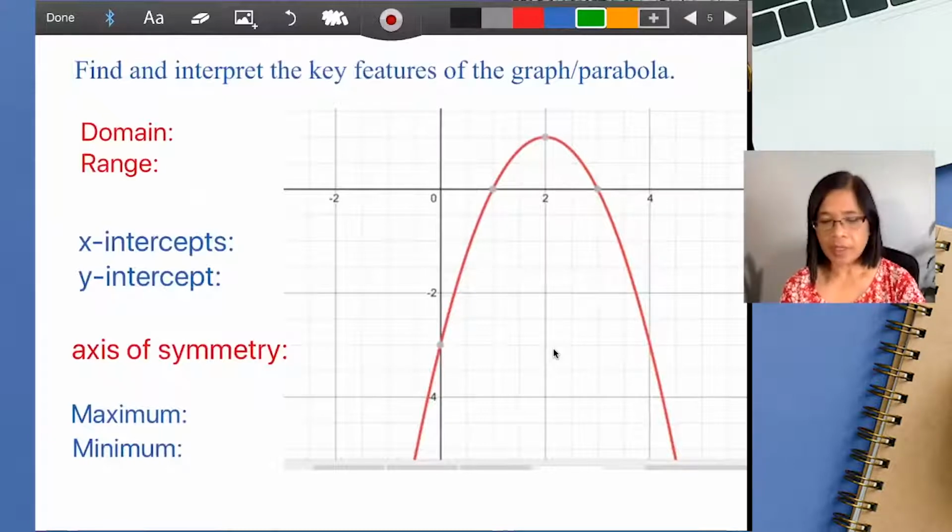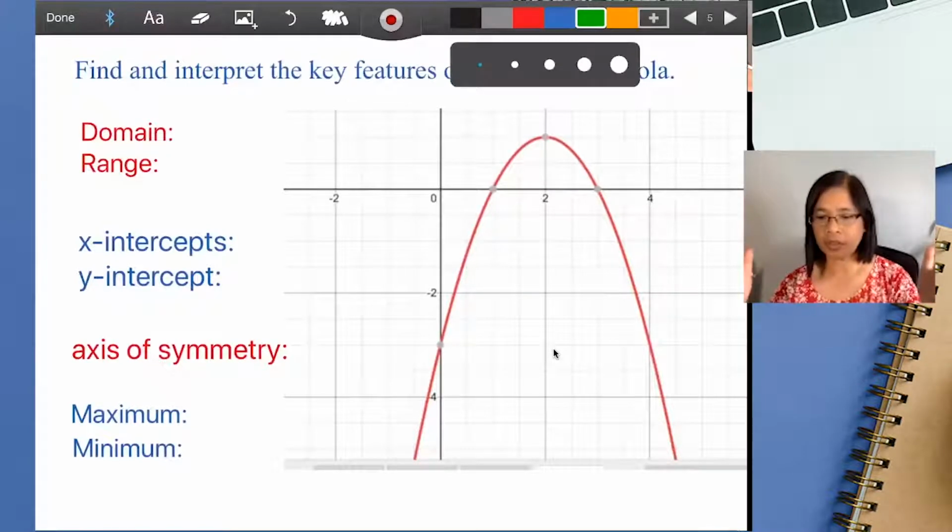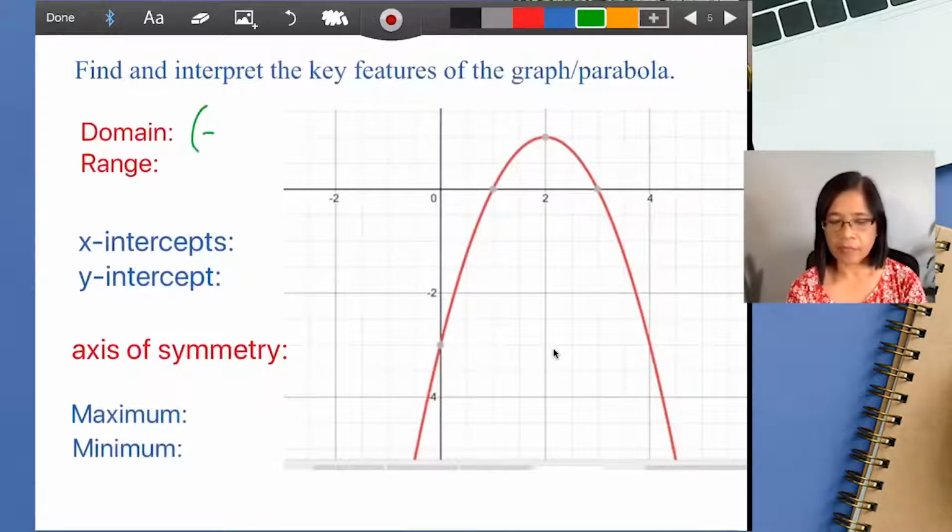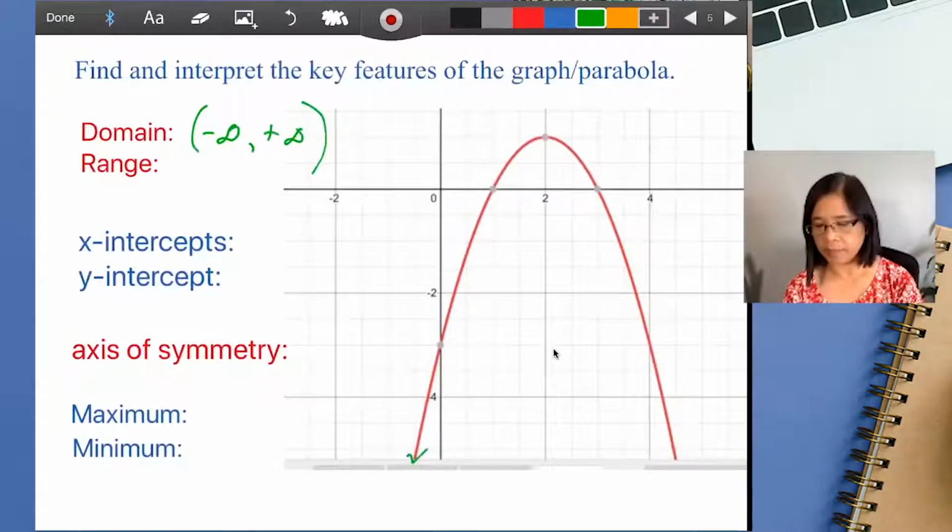Then let's look at the domain. Sketch this on your notebook. And to find the domain, I want you to stretch your arms here from left to right. How far do you think this graph would extend? So what are the possible values? You're looking from left to right. In this case, the domain will be from negative infinity to positive infinity. This could be extended in this direction here.